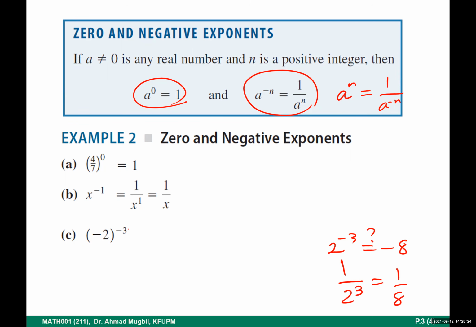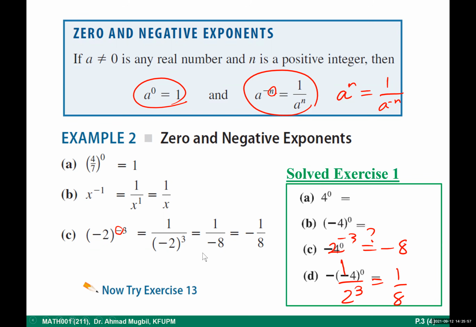Here we have negative 2 to the power negative 3, so it will be the reciprocal of negative 2 to the power 3. So just here, the power n is 3 and a is negative 2. Now negative 2 to the power 3 is negative 2 times negative 2 times negative 2, which will be negative 8. Never ever write the negative sign in the denominator. Write it in the front of the fraction, or in the numerator, but not in the denominator. It will cause a lot of trouble.